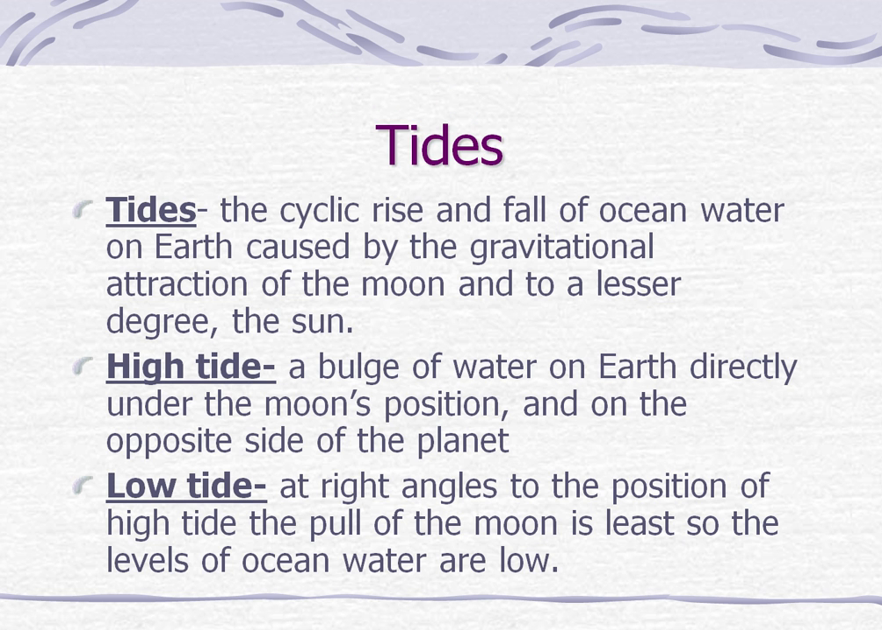Tides are the cyclic rise and fall of ocean water, caused by the gravitational pull of the moon and, to a lesser degree, the sun. High tide is when the water bulge, as it's called, is in your area, and it means that the water levels are higher. Low tide is when the bulge of water has moved away, and so you're experiencing a lower level of tides.